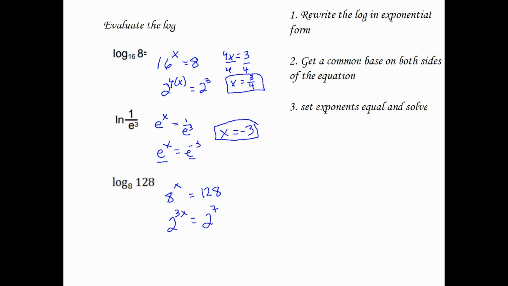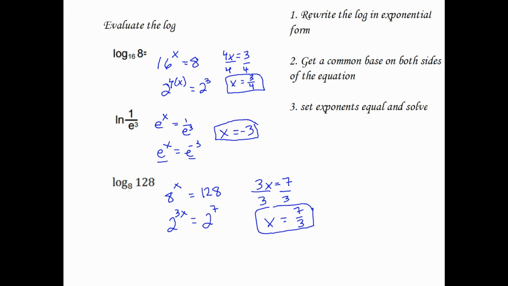So 2 to the third is that 8. So we're making it the exact same thing. We're not really changing anything here. And now I would write 3x equals 7. Divide by 3 on both sides. And x would equal 7/3. Okay. So those are going to be our examples.